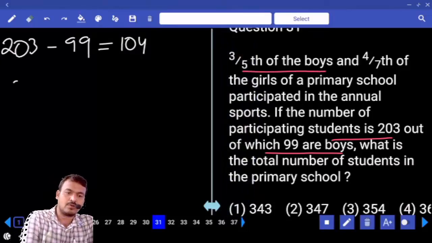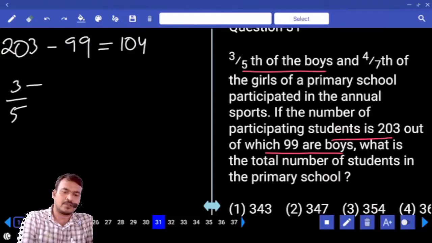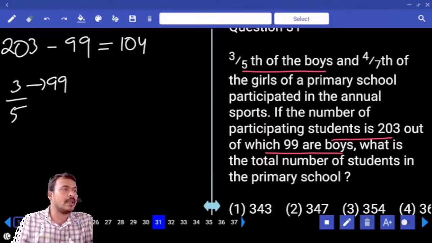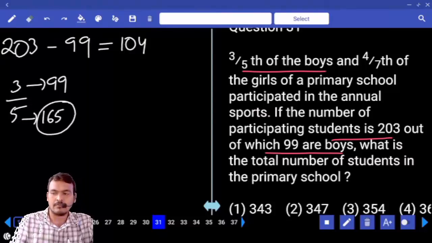3/5. Means out of 5 parts of boys, 3 parts participated. What is the value of the 3 parts? 99. Every 1 part is 33. 5 parts is 165, or not? Means total boys are 165.